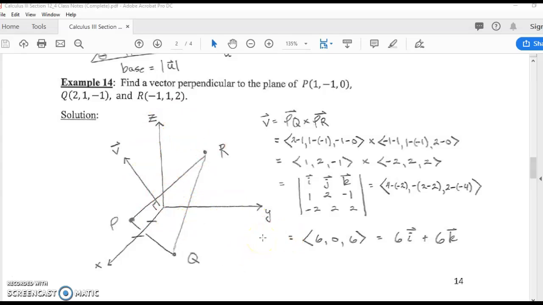So I didn't go through this cross product quite as quickly as I did or quite as slowly as I did when I was showing you the mnemonic device. I hope that makes sense. Any questions, please ask.